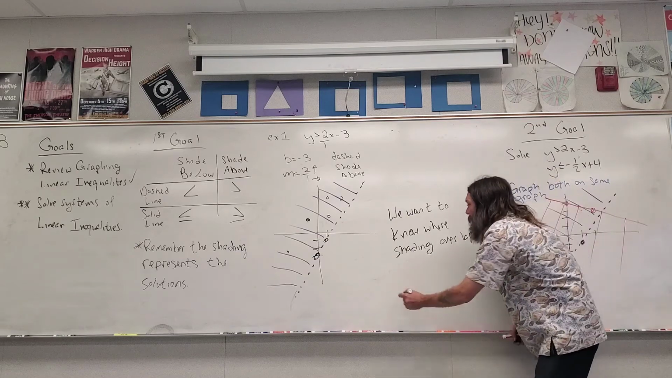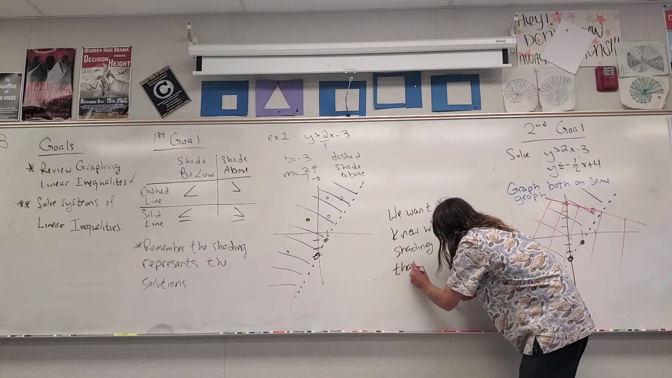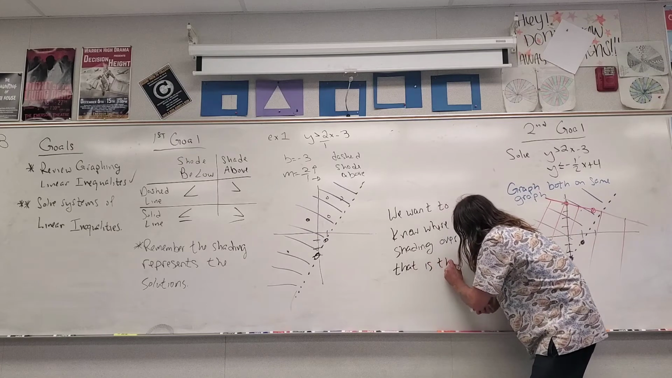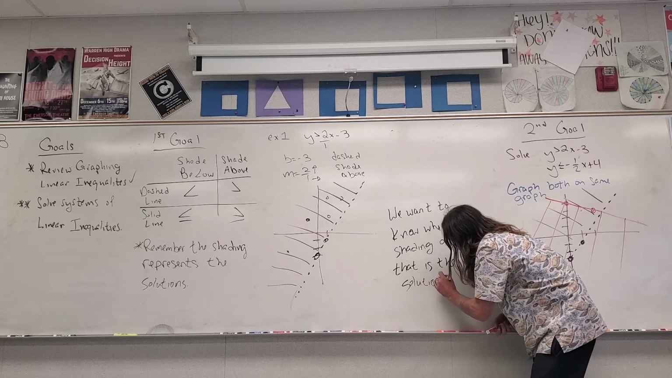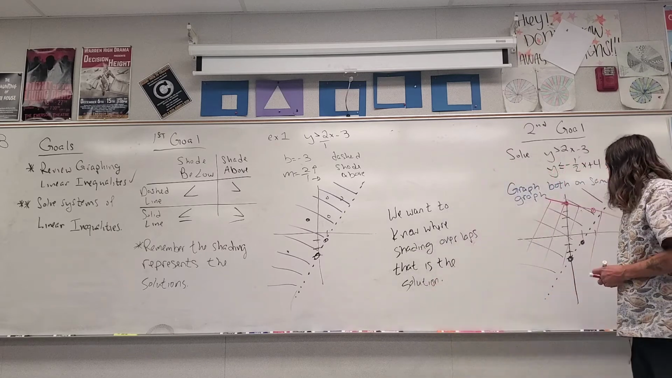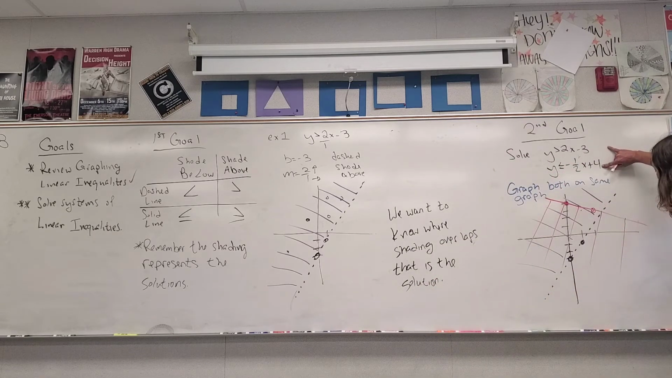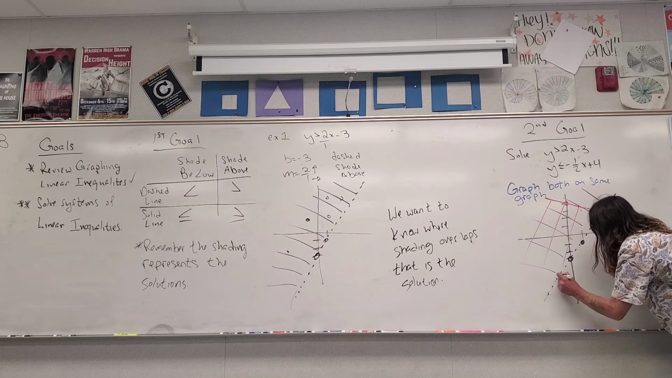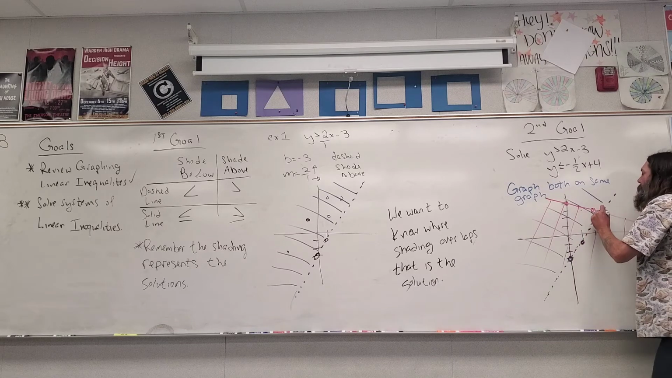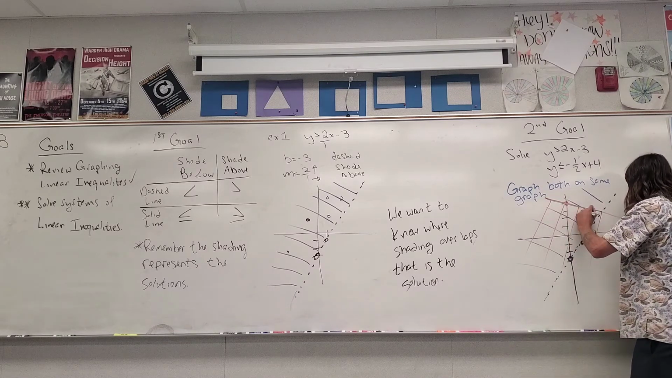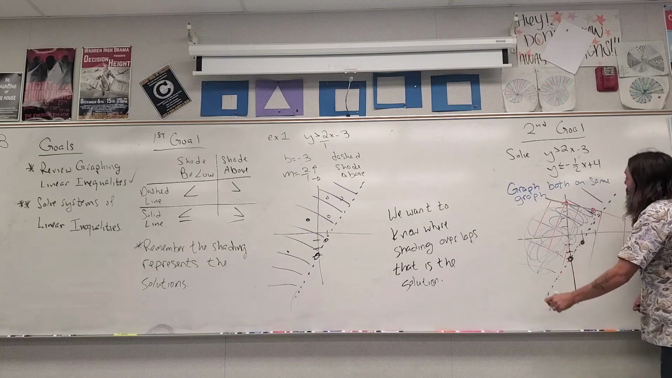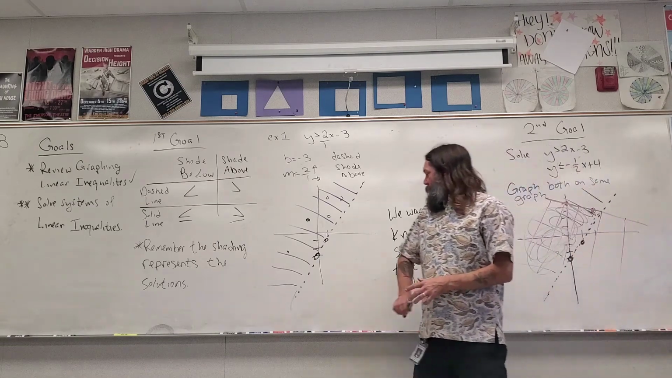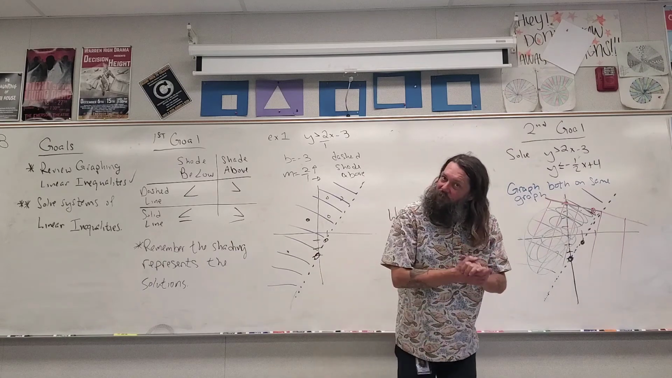That's the answer. That is the solution. That's it. So the solution to this system of linear inequalities is right here. It's dashed right here. It's solid right here. And it's all the shading in there. That's all we're doing on this assignment: finding out where the shading overlaps. We're graphing two inequalities on the same graph.